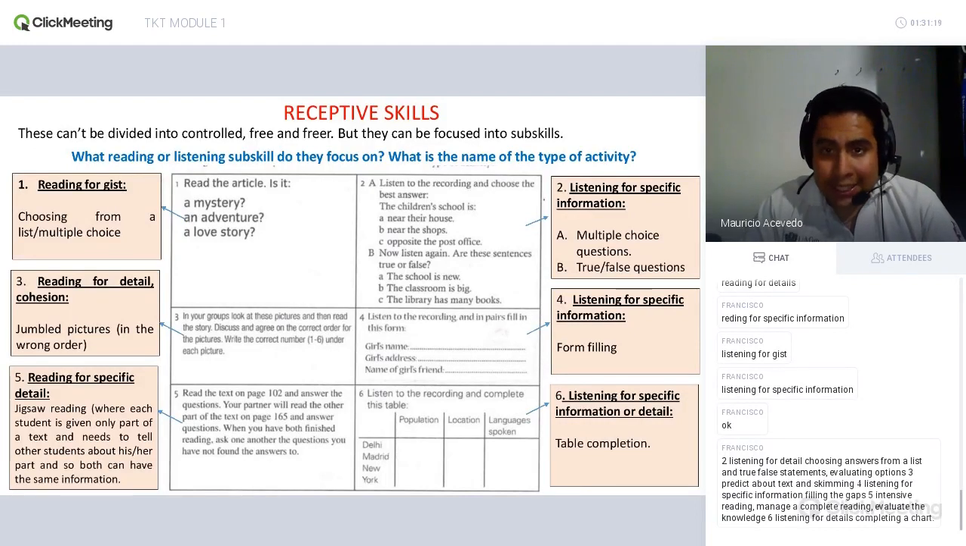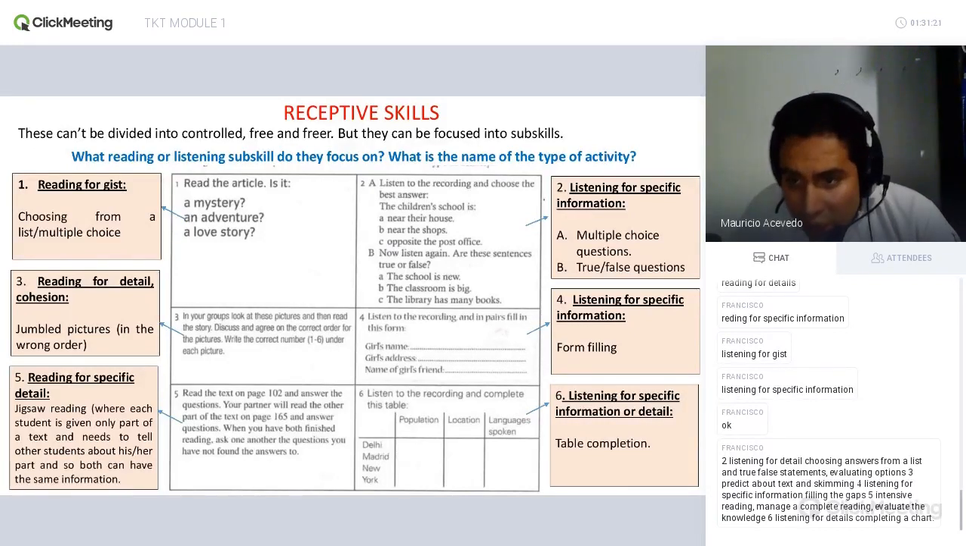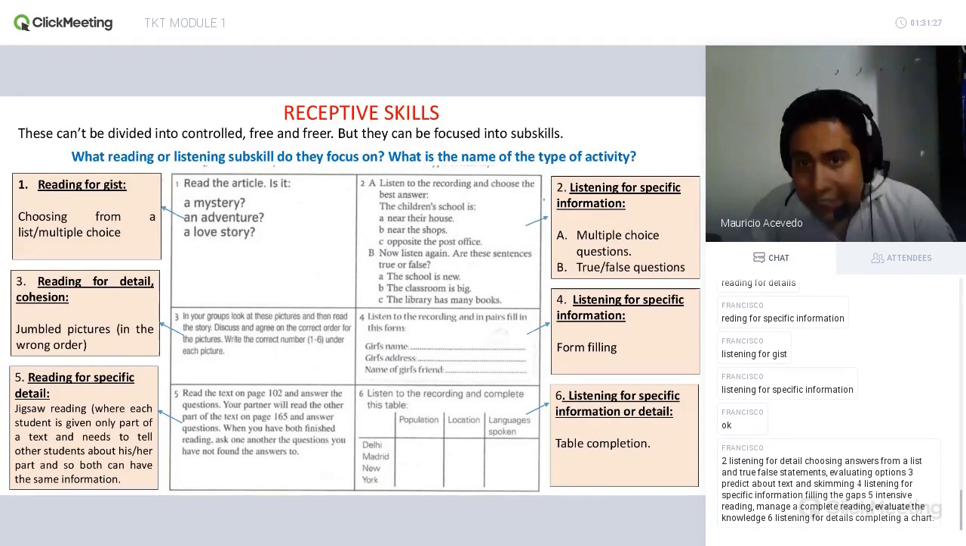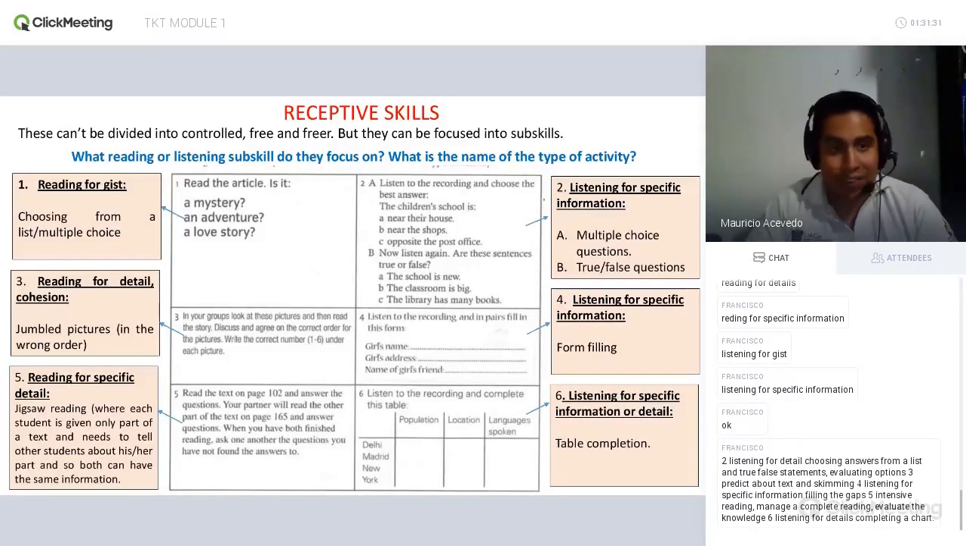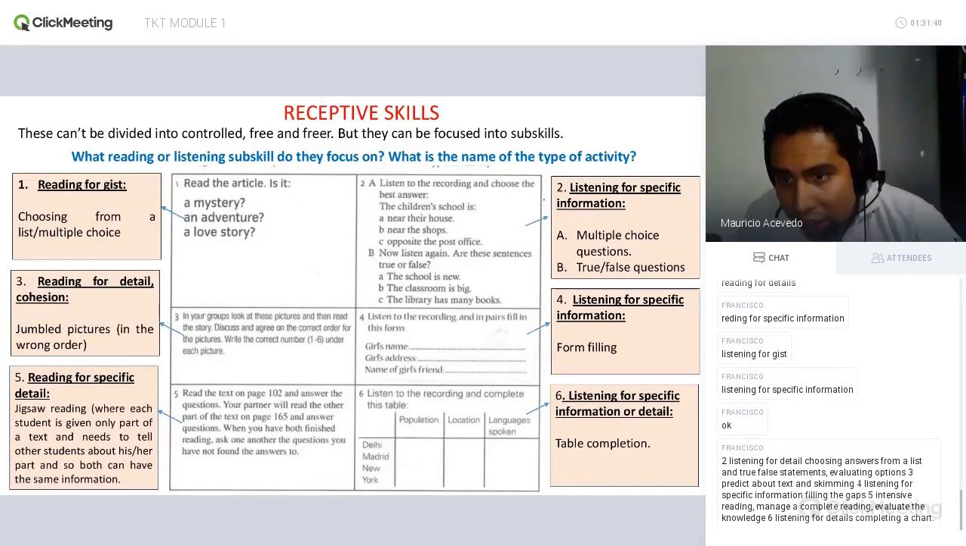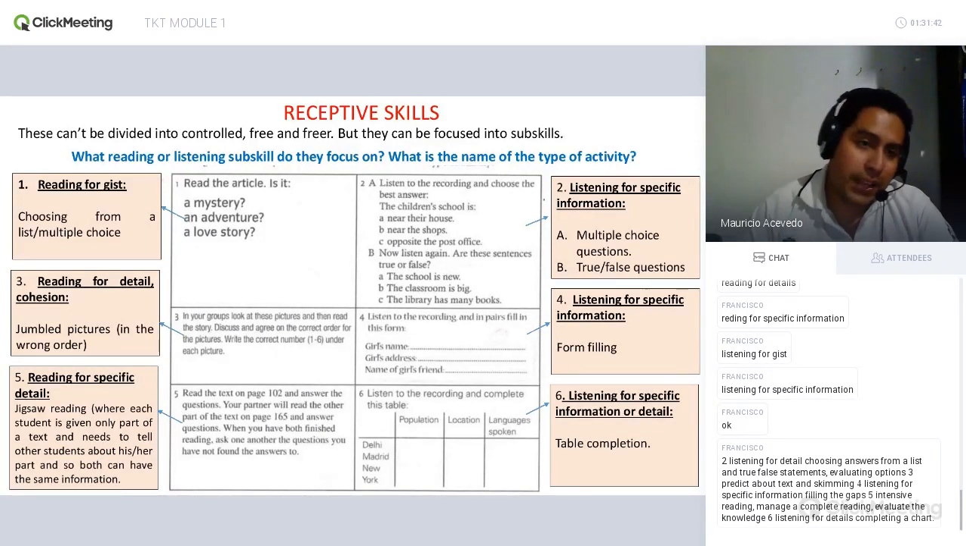Number four is listening for specific information. Very nice, Francisco. You got that exactly. Listening for specific information, and it's filling gaps. Form filling, which is the same as filling gaps. Excellent, Francisco. Number five, reading for specific information or for specific detail. And you have intensive reading. Well, they have to do it somehow, right?